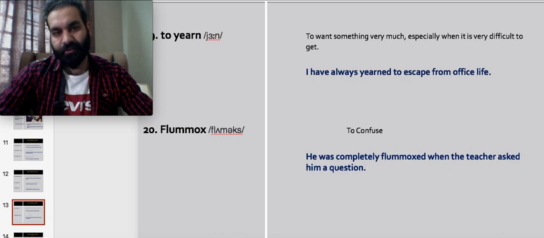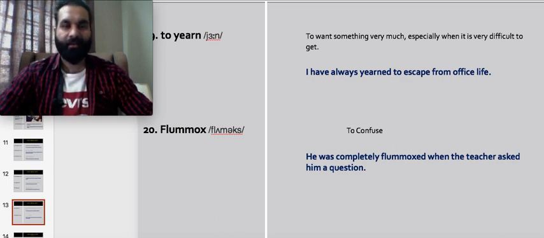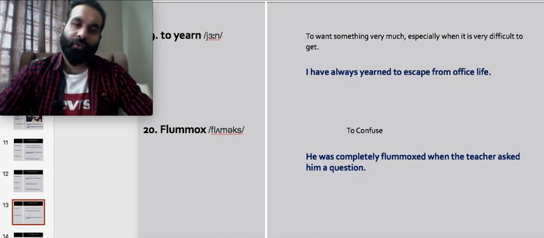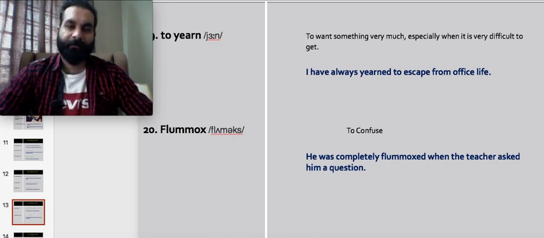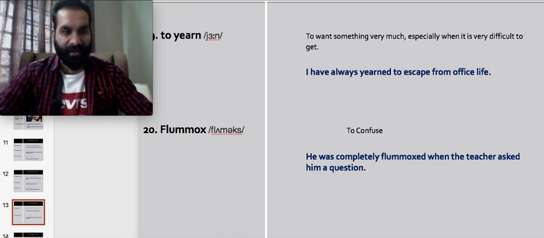The next word is to yearn. To yearn. To want something very much, especially when it is very difficult to get. I have always yearned to escape from office life. In your case, I have always yearned to escape from college life, school life, learning atmosphere.